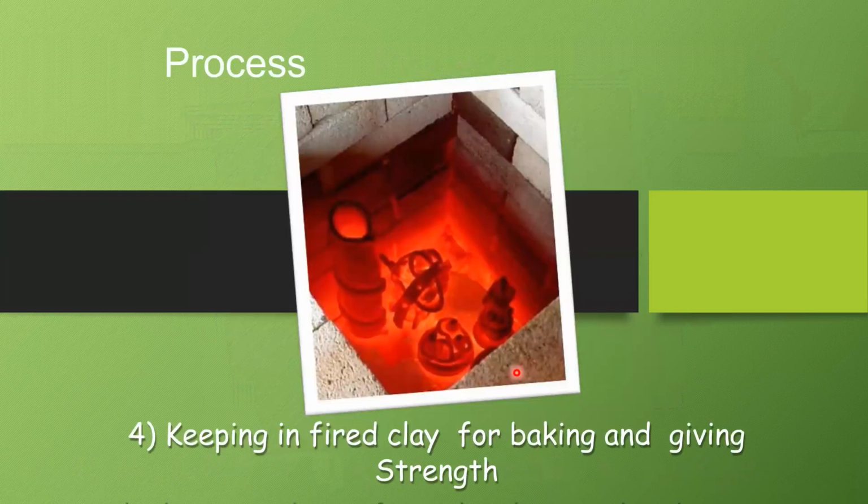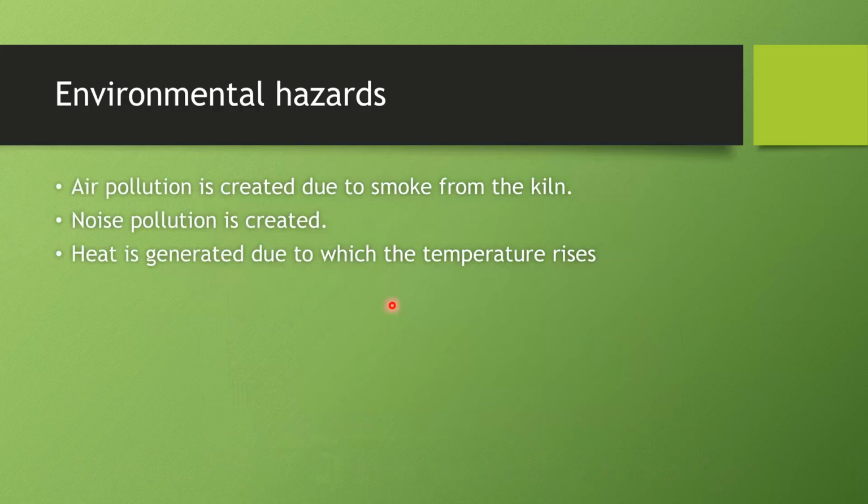Once they have dried, you need to take these bricks to the kiln, where they are baked at very high temperature, about 200 or 300 degrees centigrade. And this is how the bricks are produced.